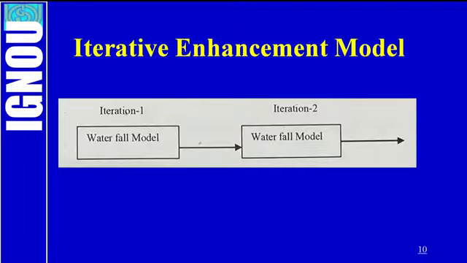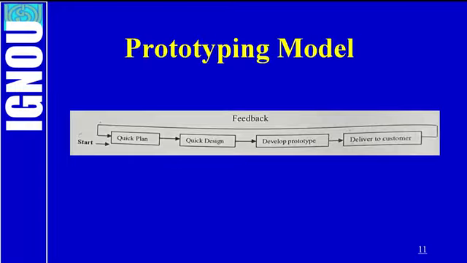Now the next model is the iterative enhancement model. Here the waterfall model is applied in each iteration. So the waterfall model is completed, you have the end product. Now again the waterfall model is applied. Okay. So like that in each iteration you will be using the same model, and again you start from step 1 and go until the last step. This is the iterative enhancement model.